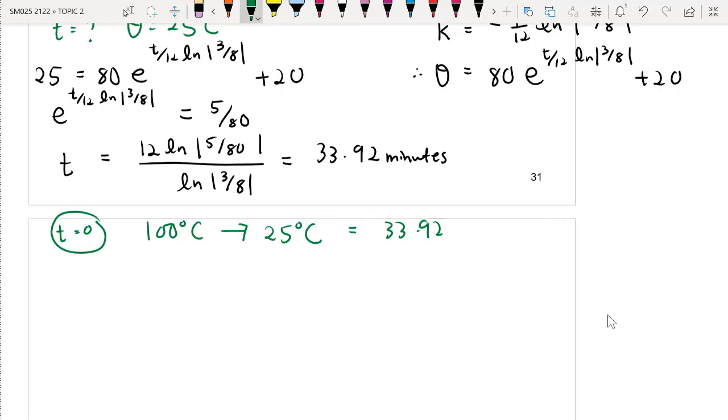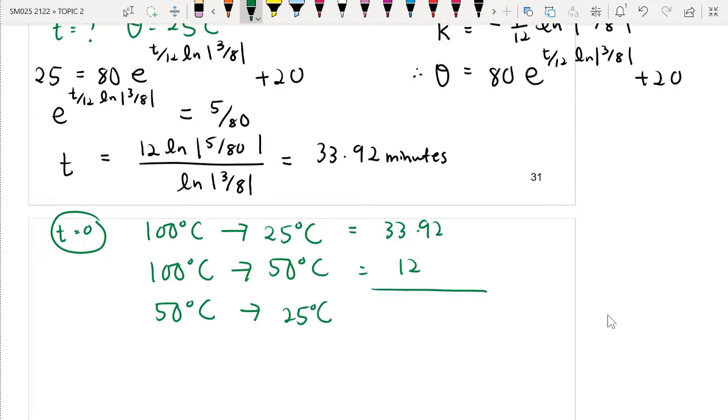So next info in the question, it says that from 100 degrees drop to 50 degrees Celsius, it took around 12 minutes. So how do we find from 50 drop to 25? Okay, we just have to minus this off. So finally, it actually took 21.92 minutes for the object temperature to cool down from 50 to 25 degrees Celsius.